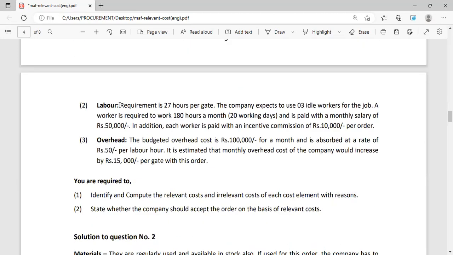Now, labor requirement. Requirement is 27 hours. So it means labor will use 27 hours in production of that gate. The company expects to use 3 idle workers for the job. We are going to discuss that as well.